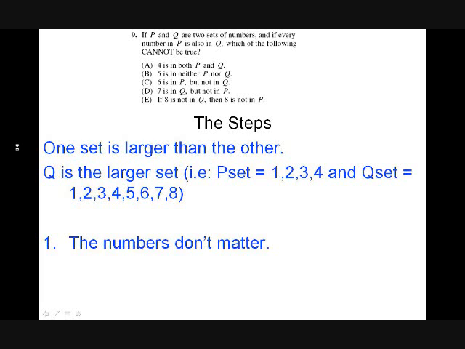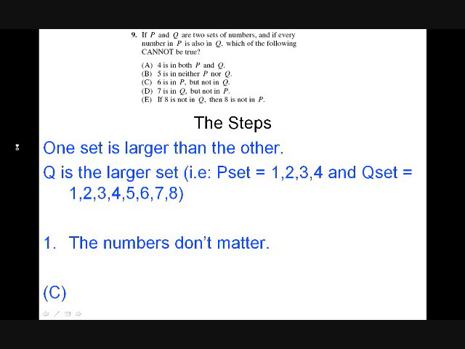So if we take a look at answer choice C, that answer choice says 6 is in P but not in Q. Well, every number in P must also be in Q according to the question. So we know that C is not correct, because if 6 is in P, 6 would have to be in Q according to the statement. So your answer would be C.